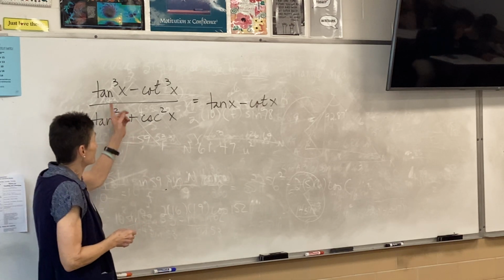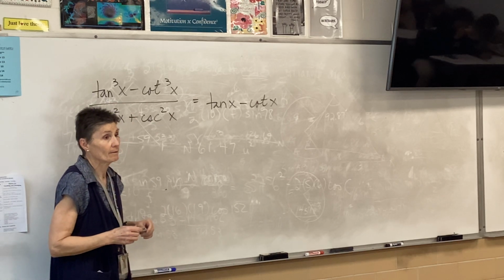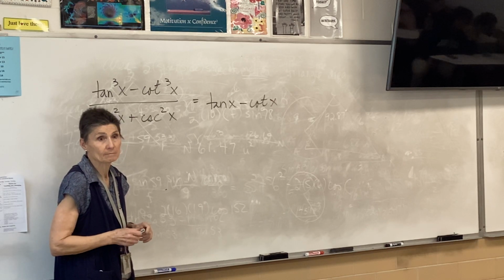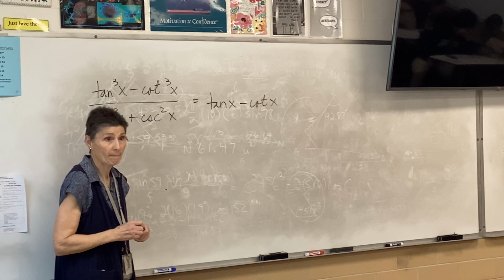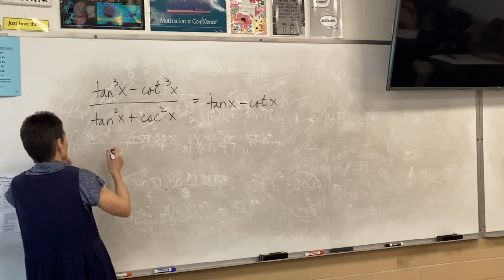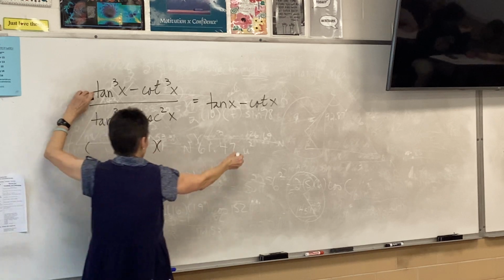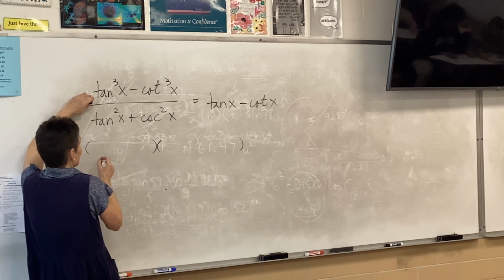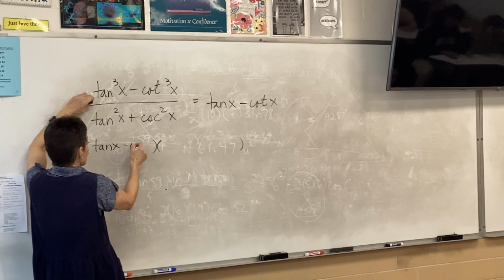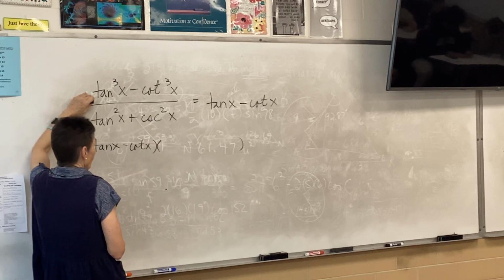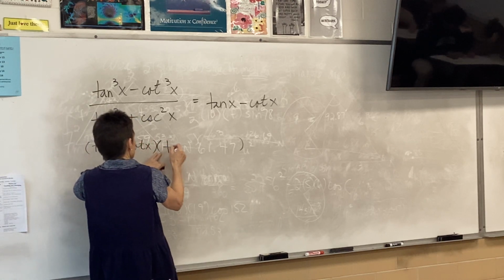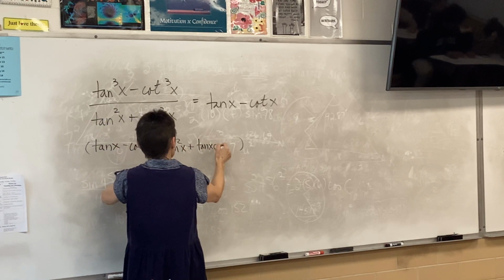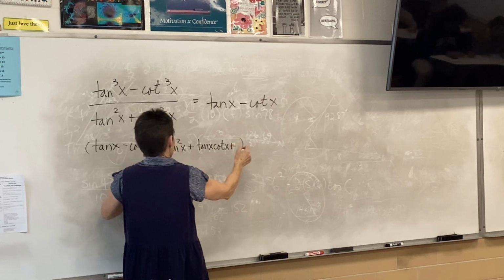Well, what's in the numerator, guys? The difference of cubes. How do we factor the difference of cubes? So how does that work? I have little parentheses and a bigger parentheses. What's going to go in the first one? Tangent minus cotangent. What's going to go in the second one? Tangent squared plus tangent cotangent plus cotangent squared.